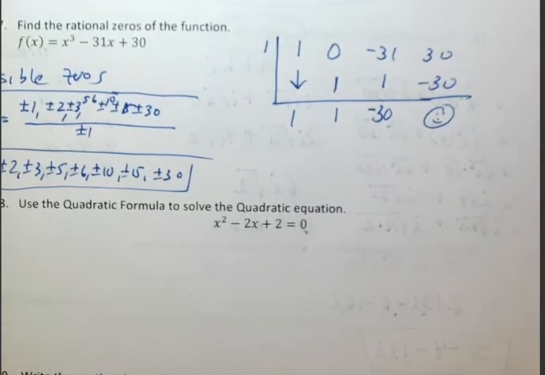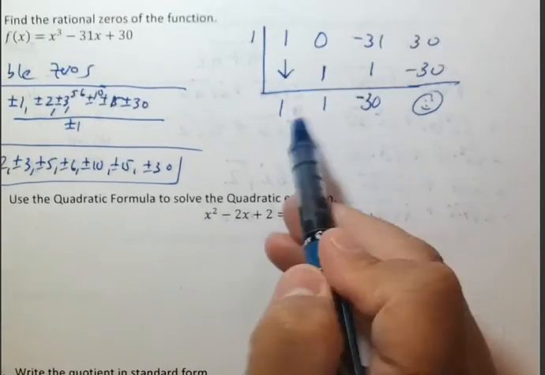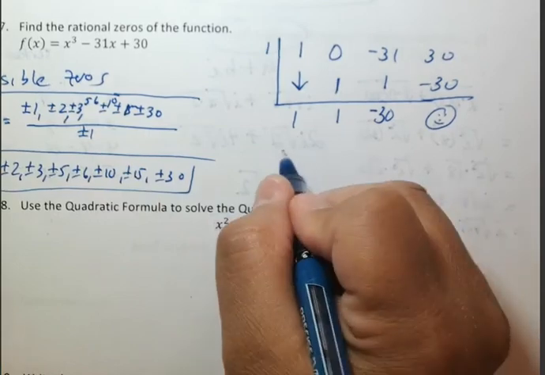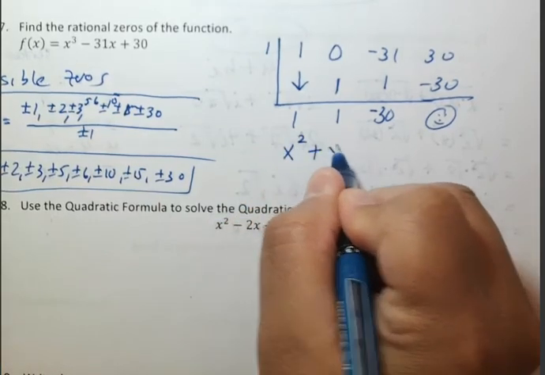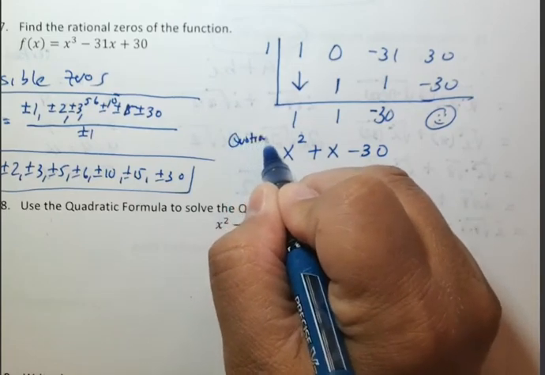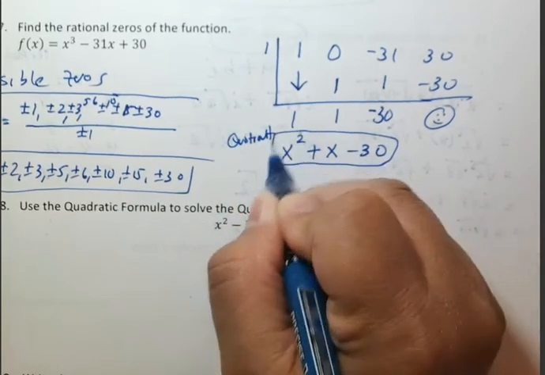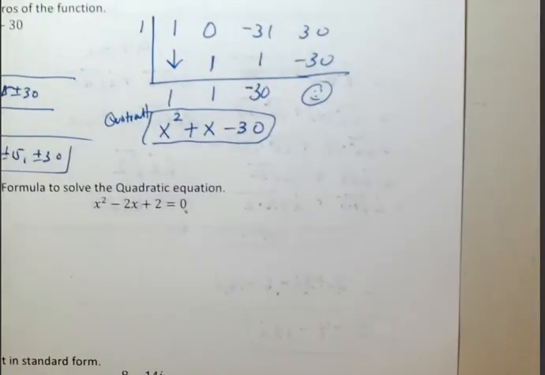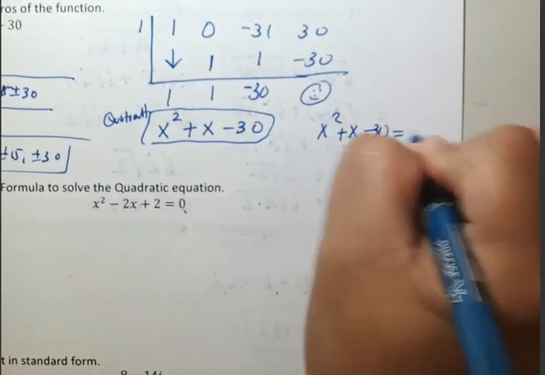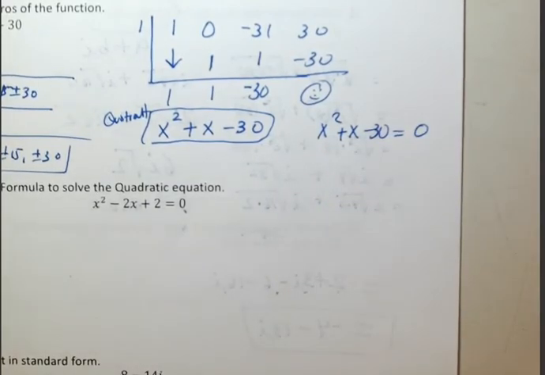Okay. So we don't have to check all the numbers now. We just found the right one. So your next step is to get the quotient from here. Since you started with x cubed, then we start with x squared. So x squared plus x minus 30. This is your quotient. So what do we do with the quotient? We have to set it equal to 0. And then you can factor or use the quadratic formula.